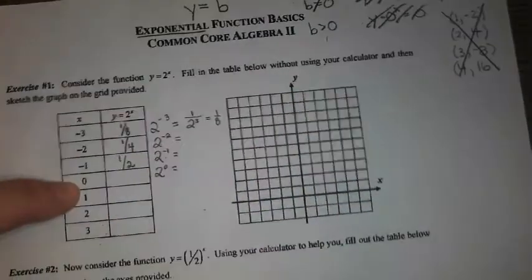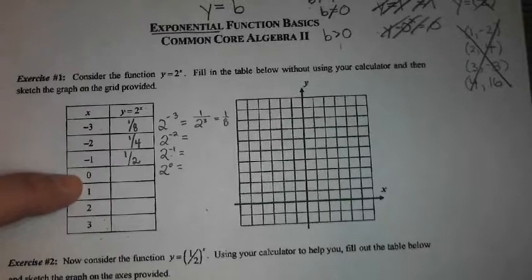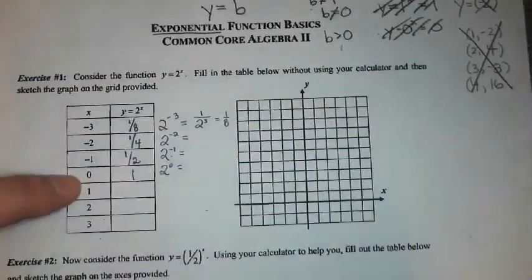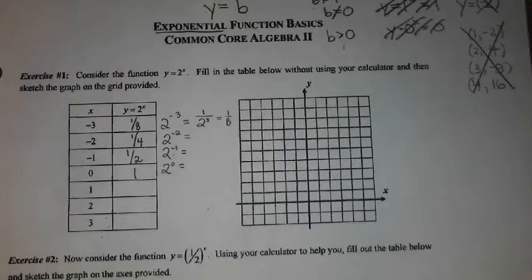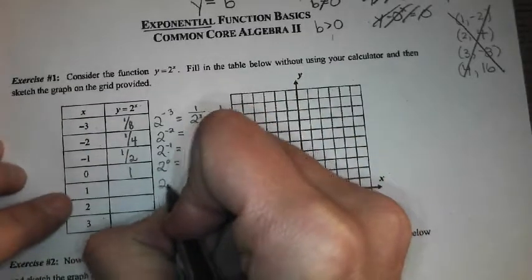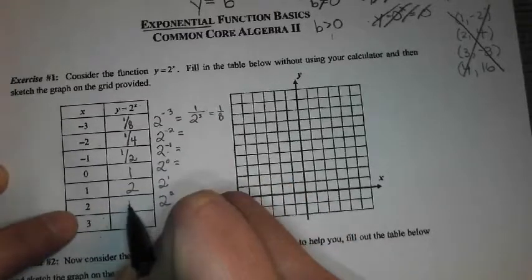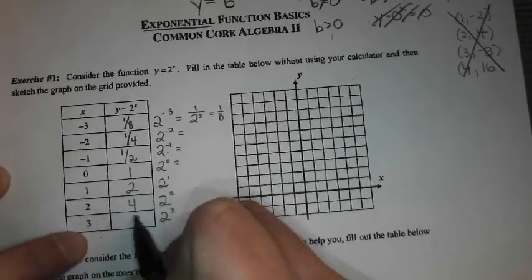2 to the 0 power. This is an exponent rule. Anything to the 0 power is? 1. Anything to the 0 power is 1. 2 to the first is easy. 2. 2 to the second, 4. 2 to the third, 8.